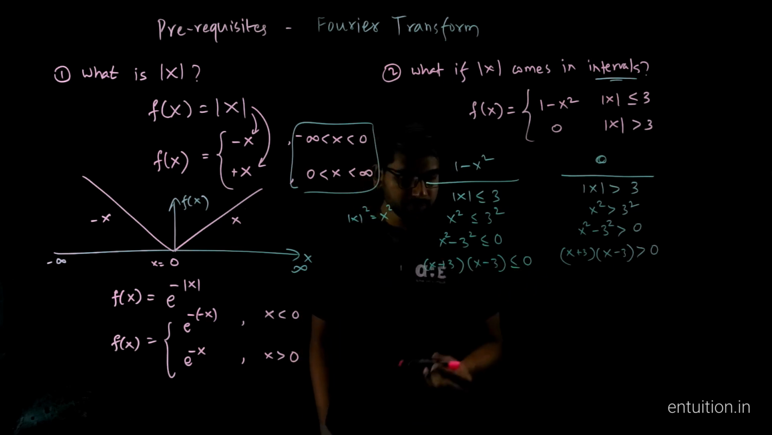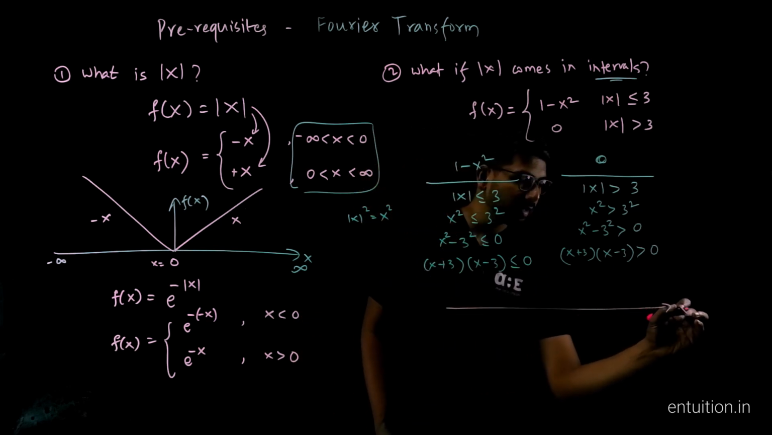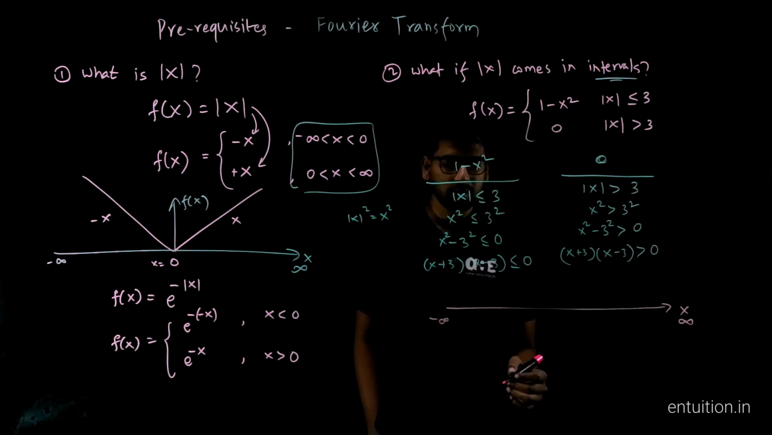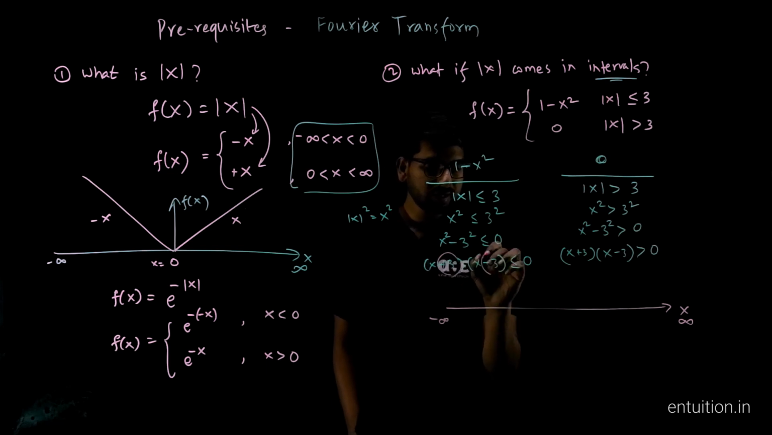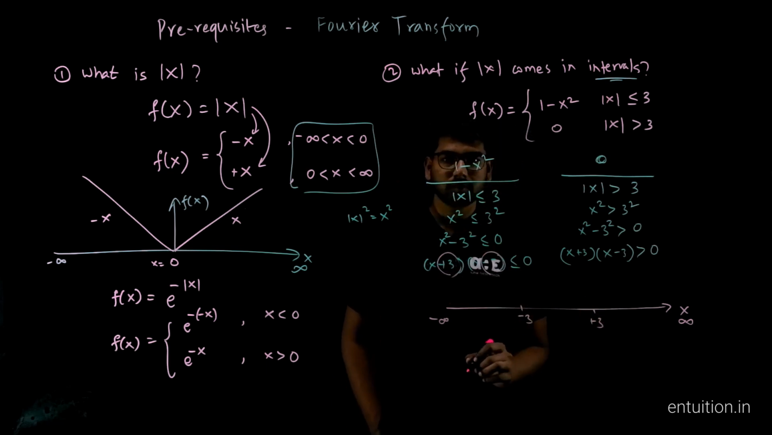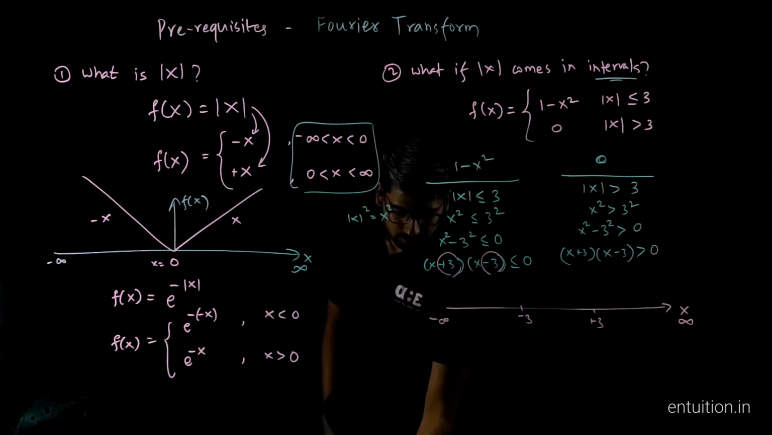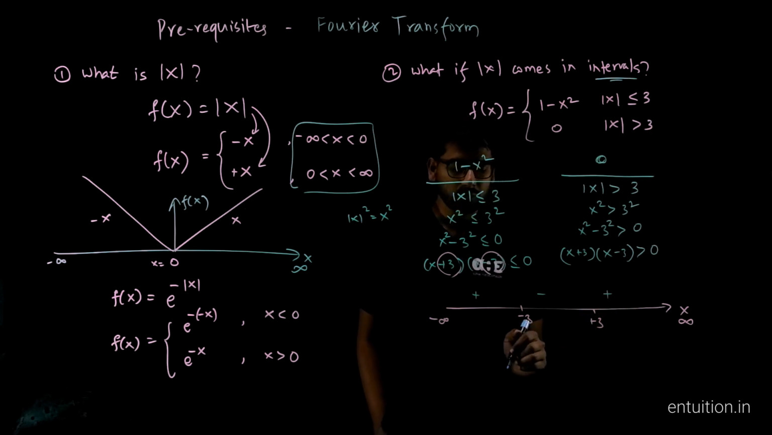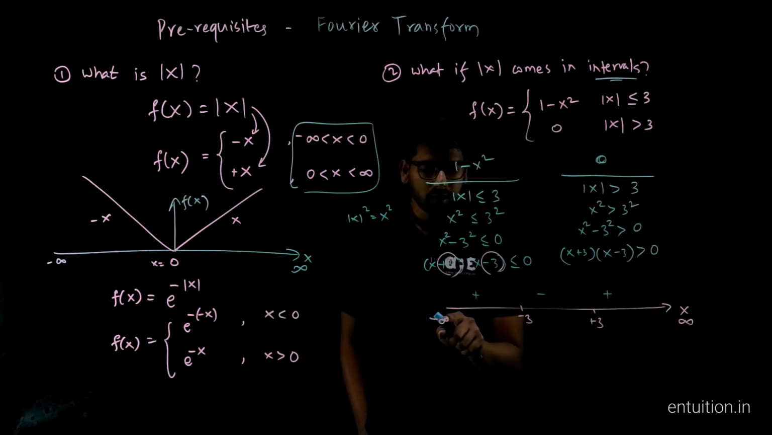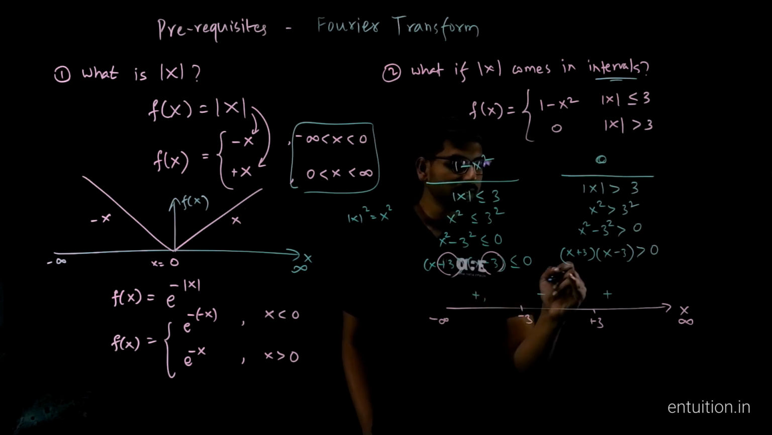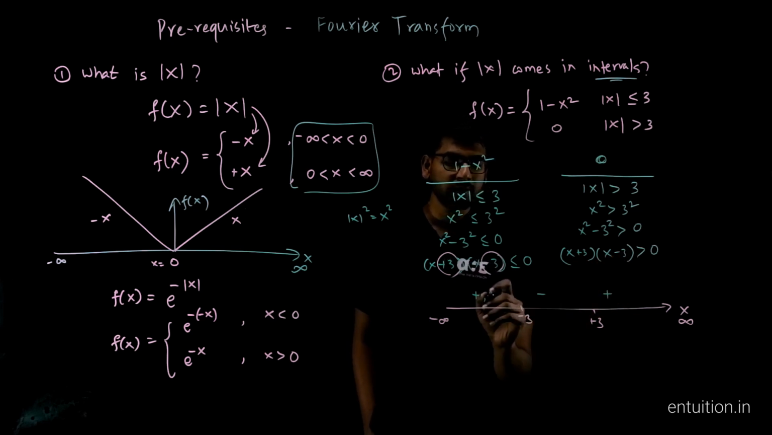So what should we do? Draw the x axis. Here it is minus infinity, here it is plus infinity. What are the numbers? Plus 3 and minus 3. So minus 3 is here, plus 3 is here. What should we write? We should write plus, minus, plus. If you substitute a value in this interval, say minus 4 or minus 4 something, what will we get? We will get a number, the LHS will be greater than 0.